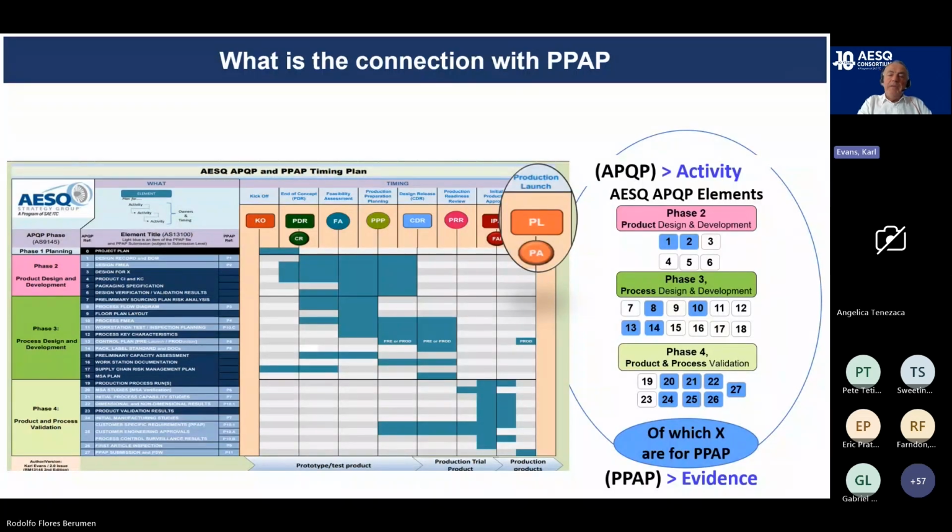So the little piece to wrap up on here before we dive into questions, and our point of reflection is, what we've talked about so far is APQP. We're not talking PPAP. We're actually talking APQP. And what do I mean by that?